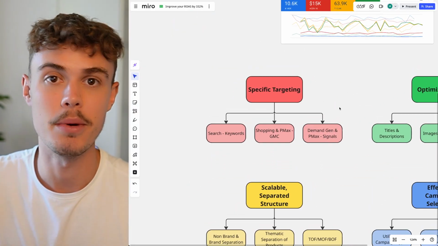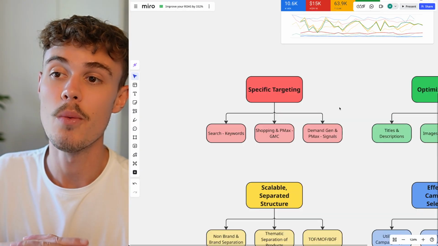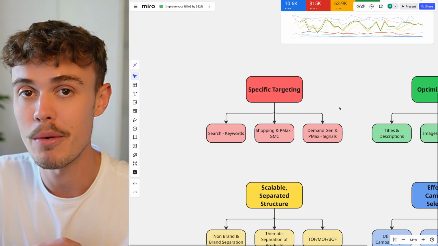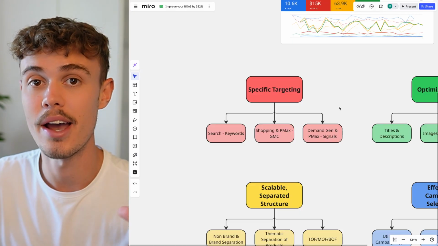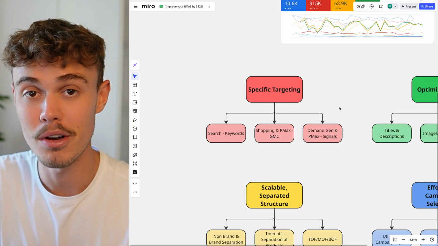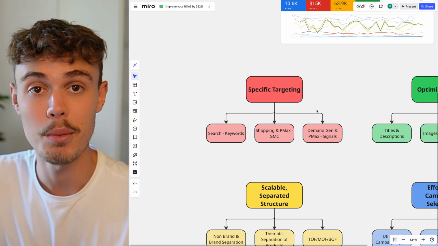This is a really big one that we see in every single account we work in, where there's always issues with targeting. The thing with Google is if you give it too much free range, it's going to go outside of your ideal audience. It's going to spend a lot of money and it's not necessarily going to get you many conversions or much revenue back. So how do we fix this?